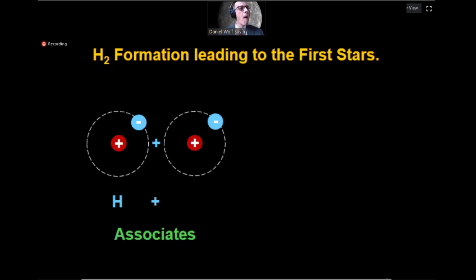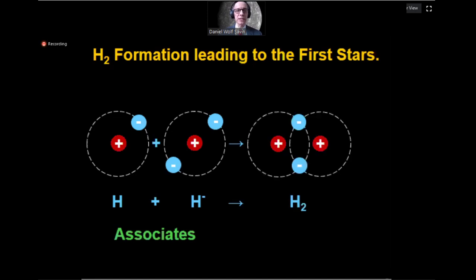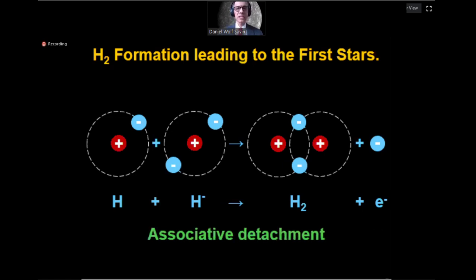Okay, so these two hydrogen atoms, actually the second hydrogen atom is a little bit different. It has an extra electron. So the total charge of this second hydrogen atom is minus one. You have the plus one in the center and two negative electrons. We symbolize that as H minus. The H and H minus associate to make molecular hydrogen, where they're sharing the two electrons and the extra electron detaches. So this process is called associative detachment.